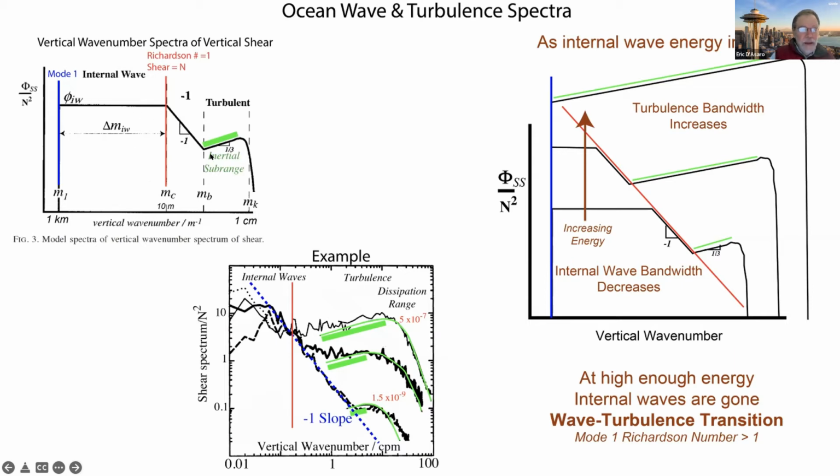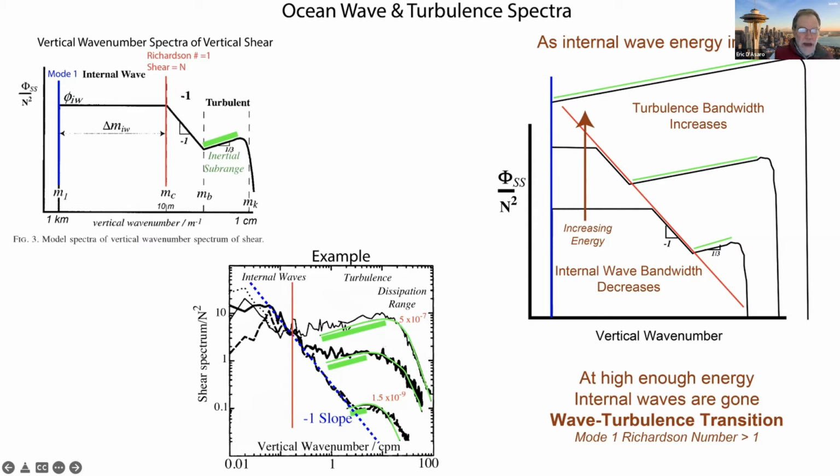Out here in the turbulent regime, there's an inertial subrange. Inertial subrange is -5/3 in velocity, so it's +1/3 in shear. And here's an inertial subrange, -5/3, and it falls off at the Kolmogorov wave number. And we know about that. This is what microstructure measures. This is what internal wave measurements see. And there's a mystery region in between.